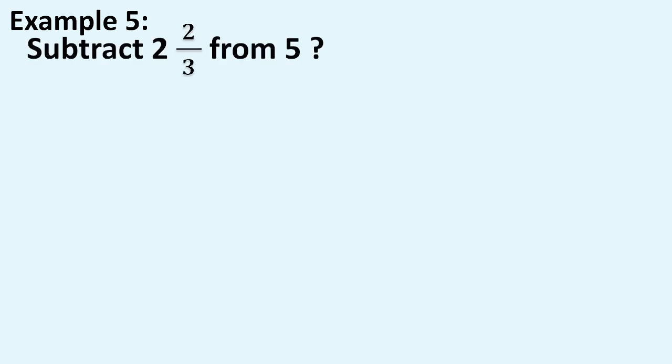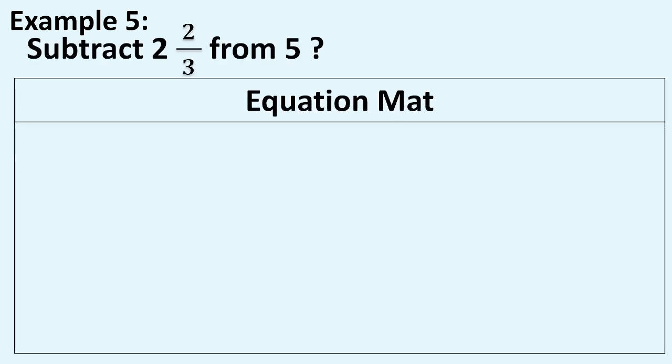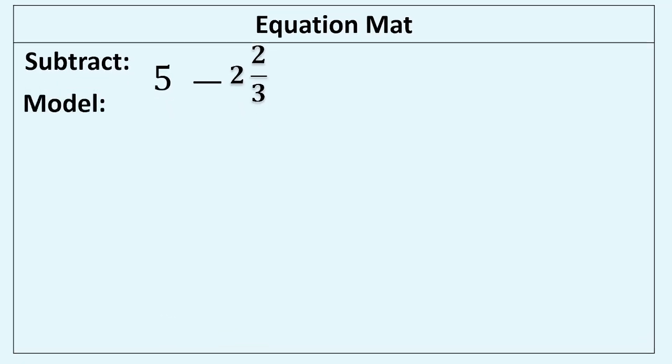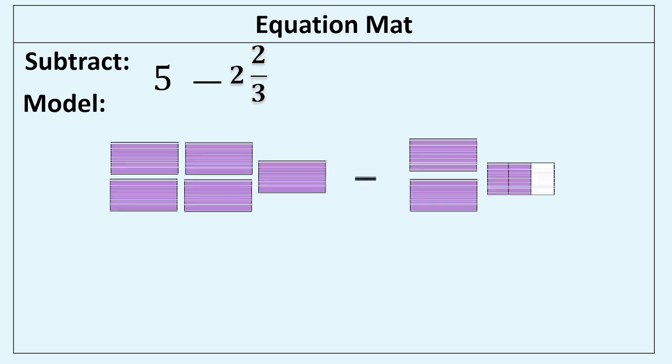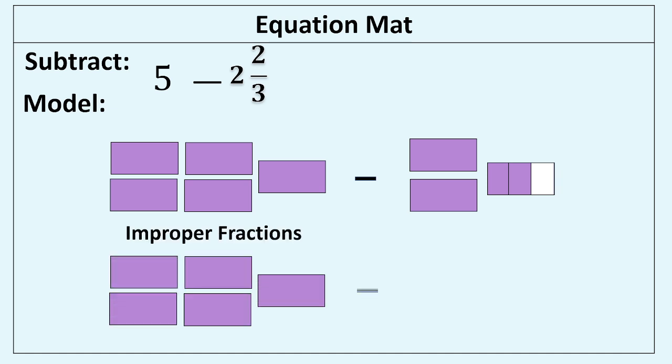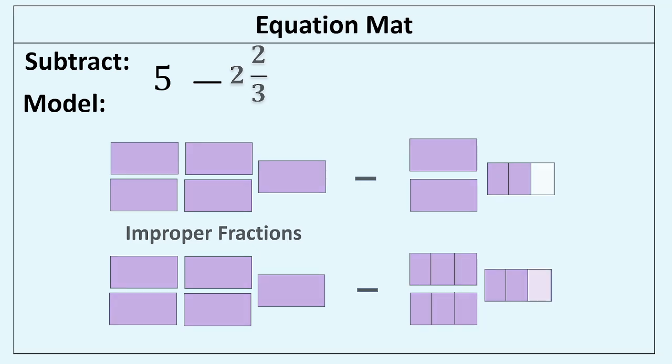Example 5. Subtract 2 and 2/3 from 5. We have here an equation. So we are going to draw a model. So 5 minus 2 and 2/3. So improper fractions, we have here 5 minus 8/3.